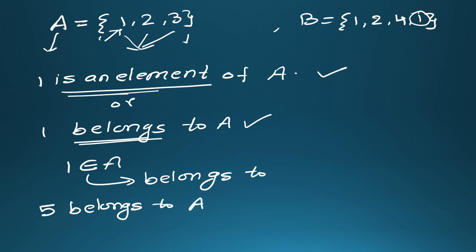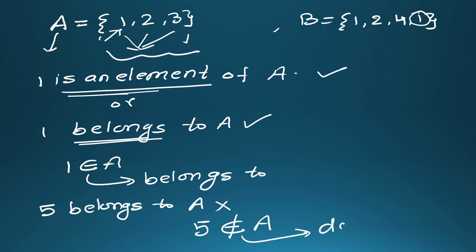Of course, you will say no because you cannot see 5 here. So how will you write? 5 does not belong to A. You will write the belongs to symbol and then cut it. So 5 does not belong to A. This means does not belong to. So these are the symbols for elements, especially for belongs to and does not belong to.